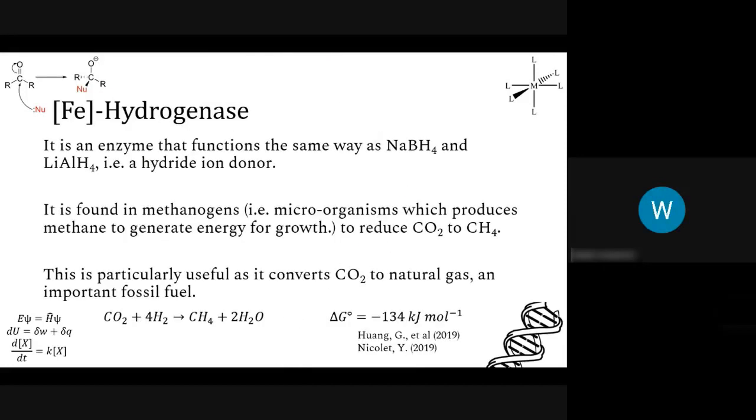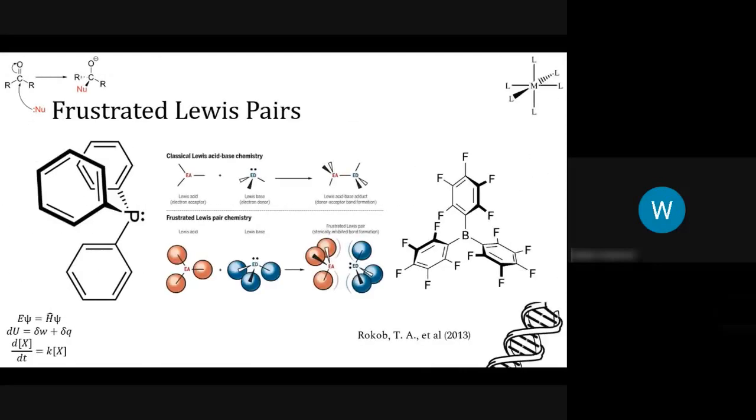Okay, let's look at another metal ion enzyme, which is iron hydrogenase. So iron hydrogenase is an enzyme that functions the same way as sodium borohydride or lithium aluminum hydride. Basically, it's a hydride ion donor. This enzyme is found in organisms called methanogens. Methanogens derive their energy by breaking down carbon dioxide into methane. So this enzyme is particularly useful for us as it converts carbon dioxide, a greenhouse gas, into natural gas, a fossil fuel.